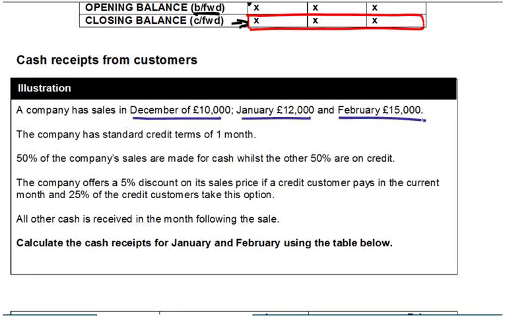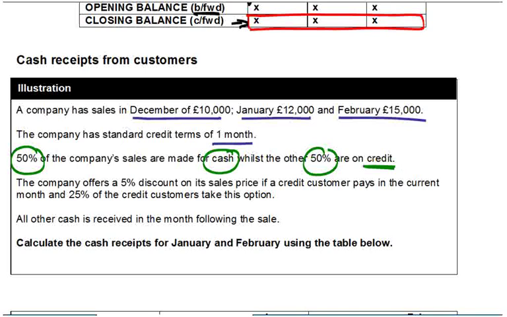Okay, the company has standard credit terms of a month, so that's what they tell their customers, they get a month to pay. That's for the customers that are given credit terms. Now, some of the customers they have are cash customers. So as I said, 50% of the company's sales are made for cash, and the other 50% are actually on credit. All right. So for those ones on credit, they're normally given a month to pay.